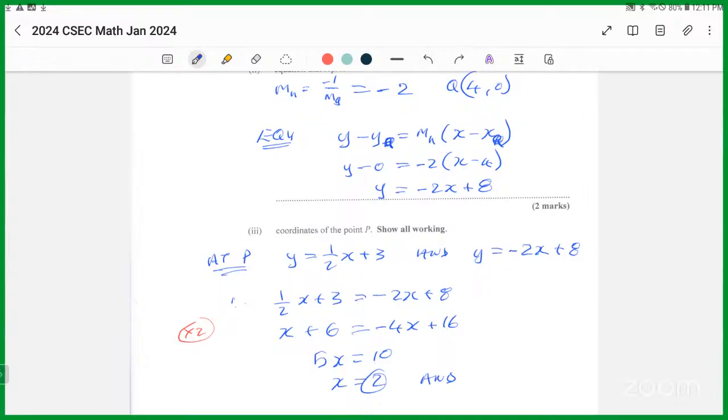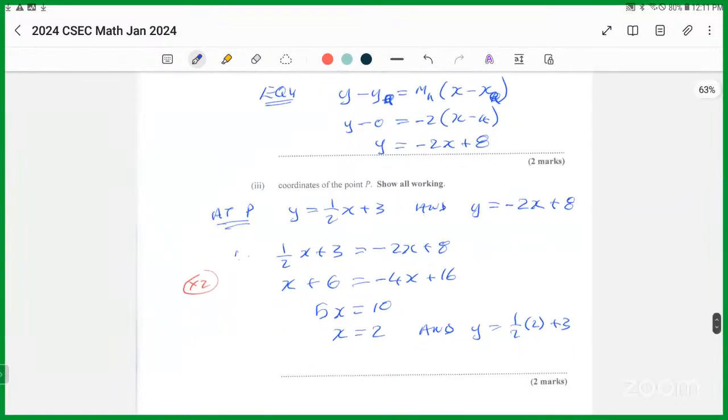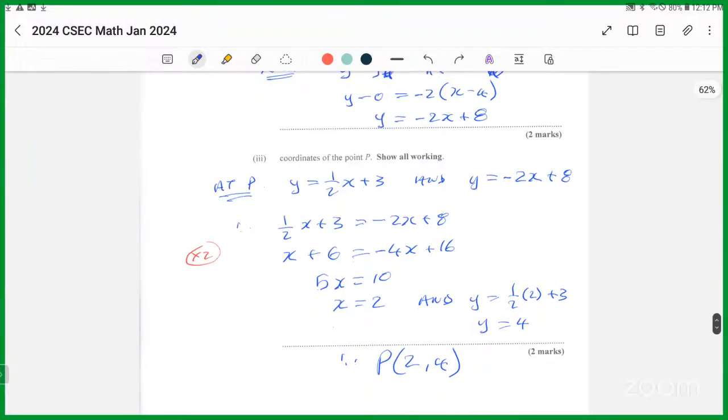So we're going to take it and put it in this one. The y is going to be half of the 2 plus 3, which is 4. The y is equal to 4. Therefore, P is the point where x is 2 and y is 4. Let's see if we get 4 on this equation as well. Yes, if we put 2 right here, it's going to work out to 4 as well. So (2, 4) is that point P.